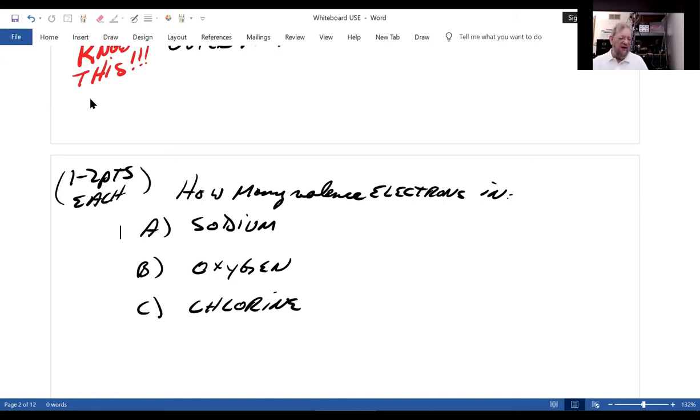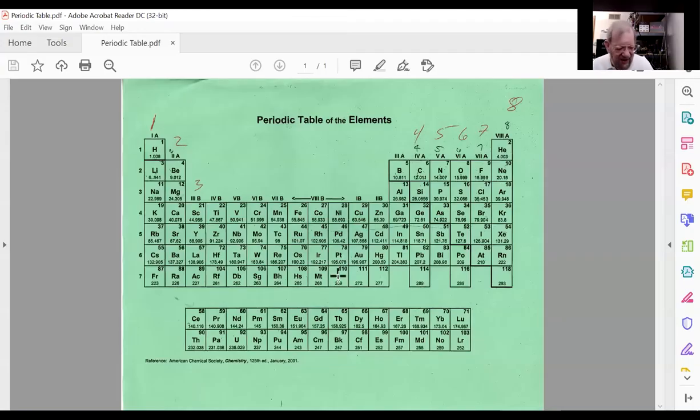All right. So sometime in the future, you may see on something I send to you or you download, 22 points each, how many valence electrons are in sodium, oxygen, chlorine. Well, how do you do that? Well, you got to go to your periodic table. And this is the one I'll give you also for test number two. And how do you find valence electrons? It's not the number in the box. Those are all electrons. It's the number on top of the column for the family.